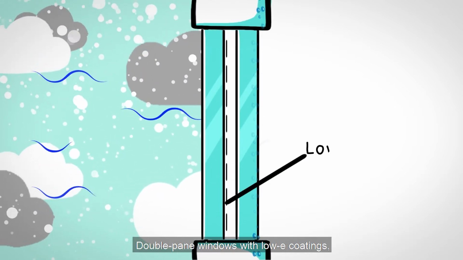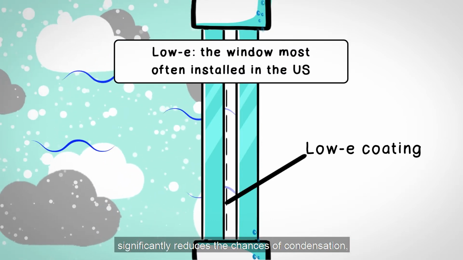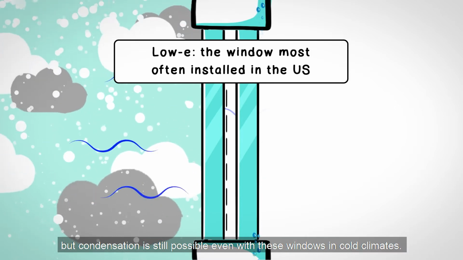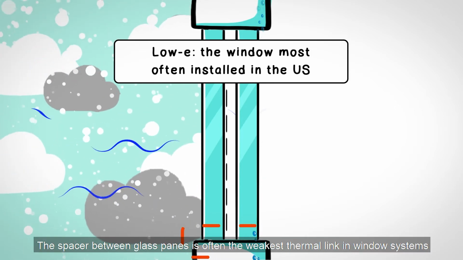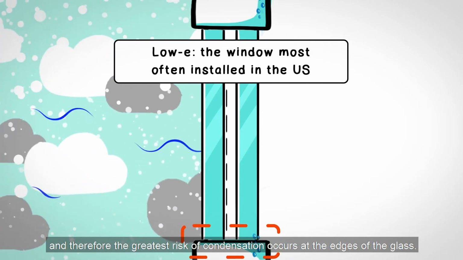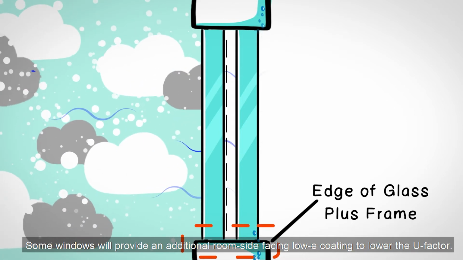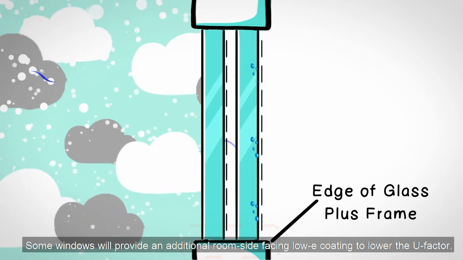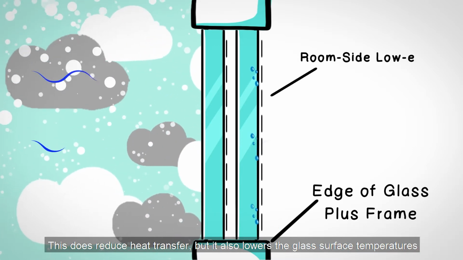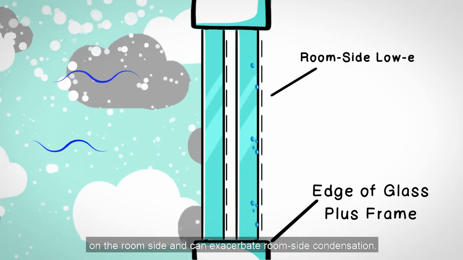Double pane windows with low E coatings, which is the window most often installed in the US today, significantly reduce the chances of condensation. But condensation is still possible even with these windows in cold climates. The spacer between glass panes is often the weakest thermal link in window systems, and therefore the greatest risk of condensation occurs at the edges of the glass. Some windows will provide an additional room-side facing low E coating to lower the U factor. This does reduce heat transfer, but it also lowers the glass surface temperatures on the room side and can exacerbate room-side condensation.